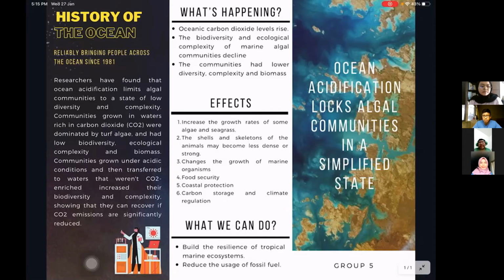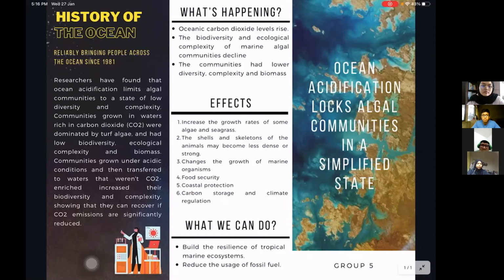Thank you, Sofia. For me, as we know, ocean acidification is mainly caused by the rise of carbon dioxide in the ocean. This carbon dioxide mainly comes from fossil fuel emissions, such as oil, fuel, and gases. So if we reduce the usage of fossil fuel, it will reduce the fossil fuel emissions and control the carbon dioxide emission in the ocean.